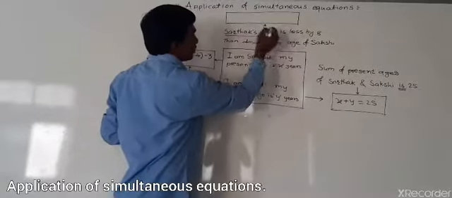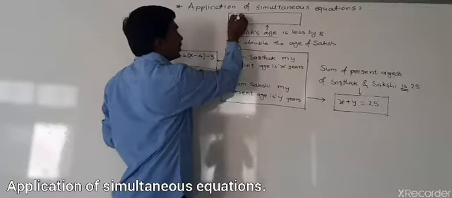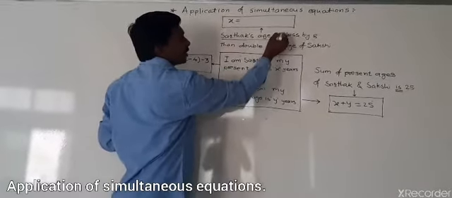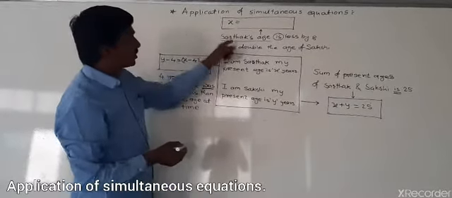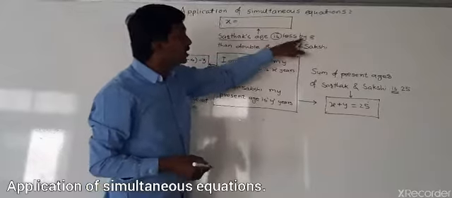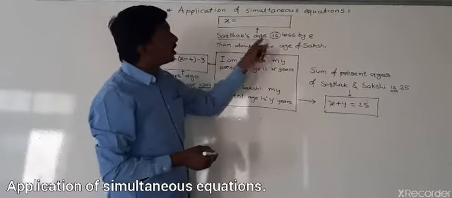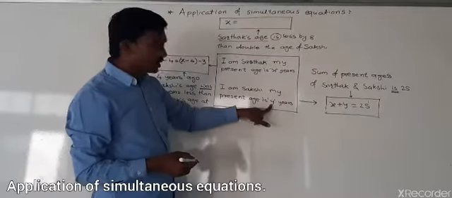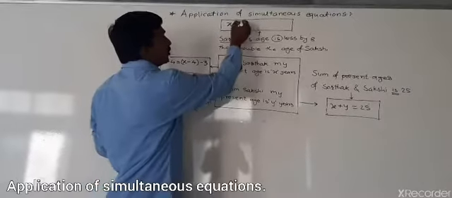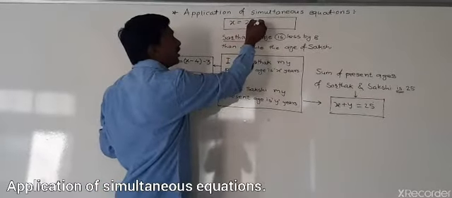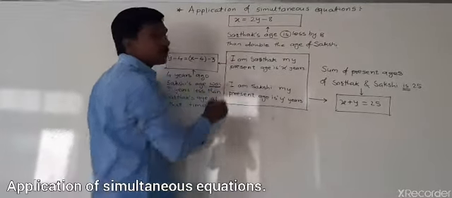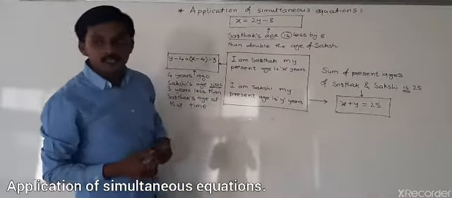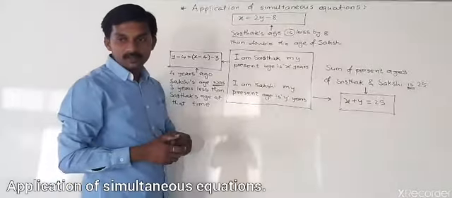Sarthak's age, so we write here x is equal to, we have the helping verb is here, so we give the sign of equal to. Sarthak's age is less by 8 than double the age of Sakshi. The age of Sakshi is y years and double the age of Sakshi is 2y, and Sarthak's age is 8 less than double the age of Sakshi. So we get x is equal to 2y minus 8.